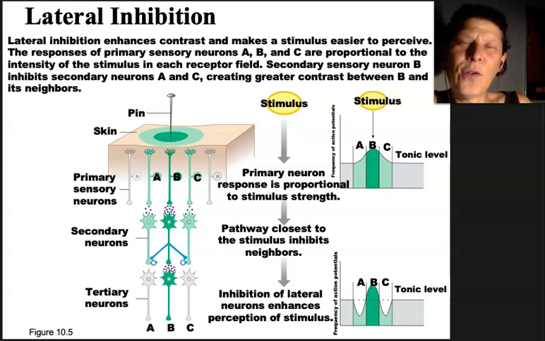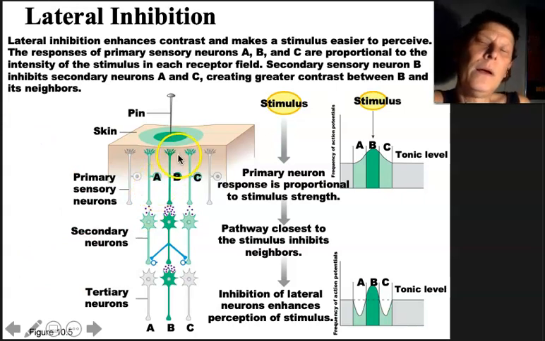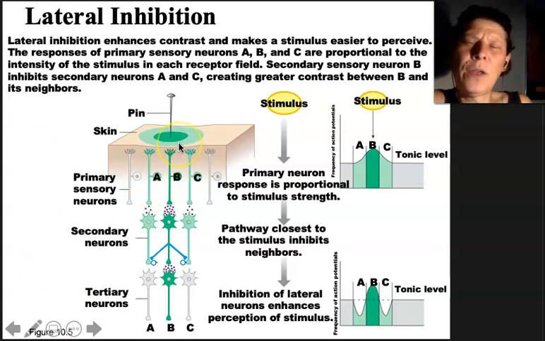All right, so talking about lateral inhibition, to make it a precise and contrasting stimulus experience, I'll just use this example that you see here in figure 10.5. You have a receptor field, and this receptor field is associated with receptors, and we have A, B, and C.